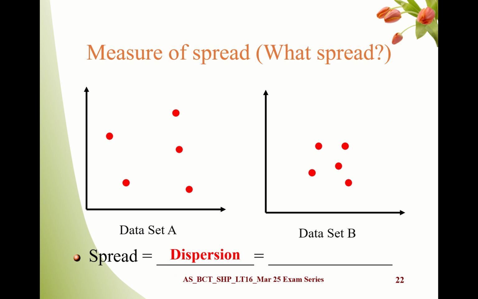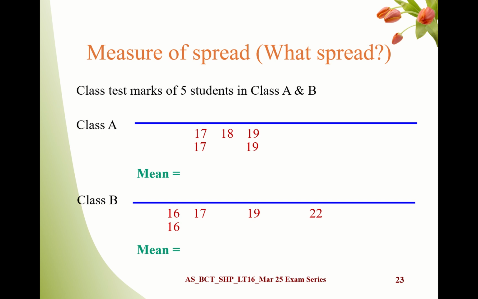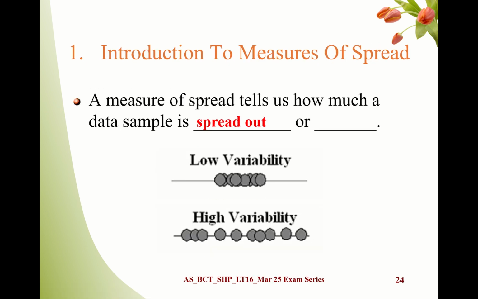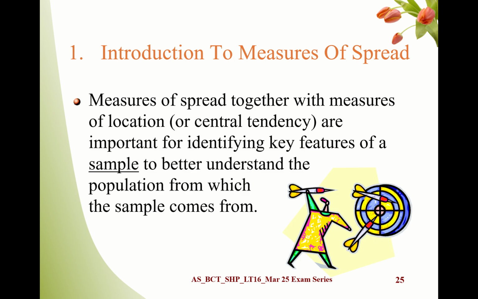So spread is how widespread the data is. In this case, A is more widespread and it has a higher variation. Here is an example. The mean is actually the same if you calculate, but it doesn't tell you how widespread the data is. You only know 1880, but you can see class B is more widespread. So it tells you how widespread it is.